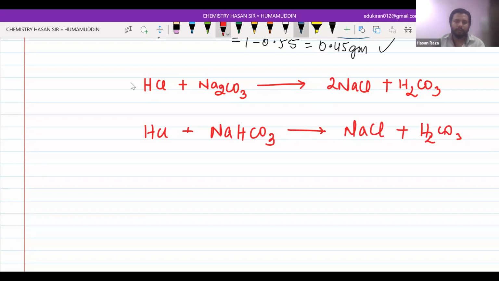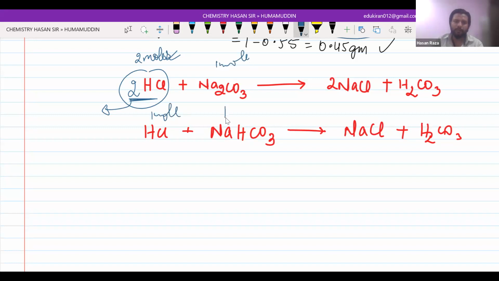And here you can see, to balance it, you are going to multiply it by 2. Are you getting my point? Yes, sir. Now, what you need to do: total number of moles of HCl used, you can see 2 moles of this react with 1 mole of this, right? And 1 mole of this reacts with 1 mole of this.